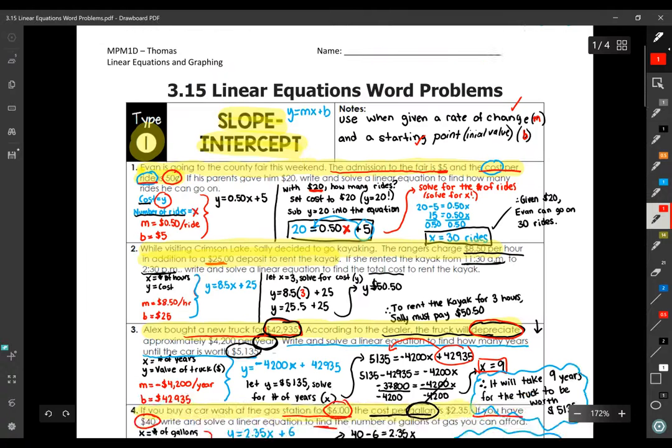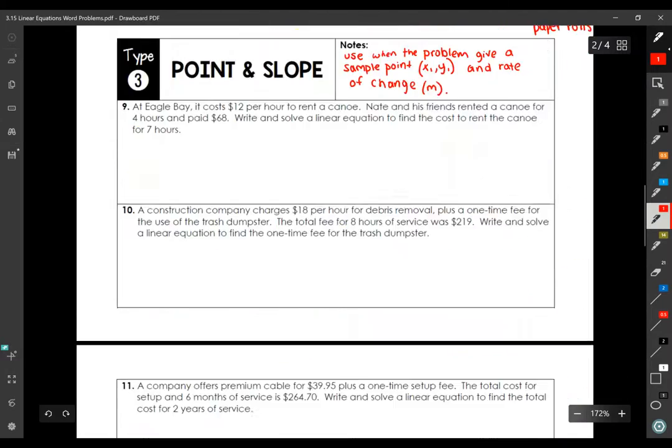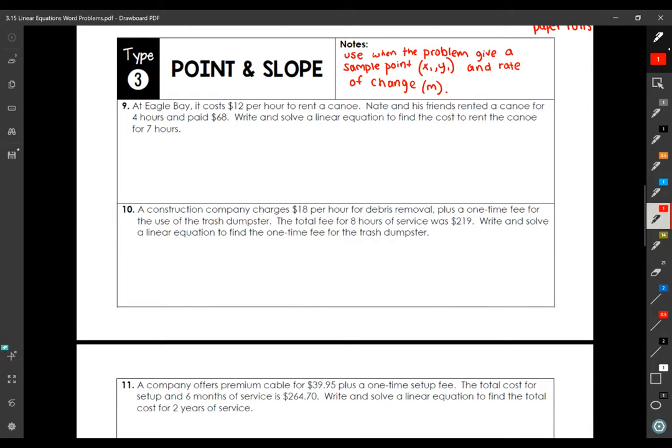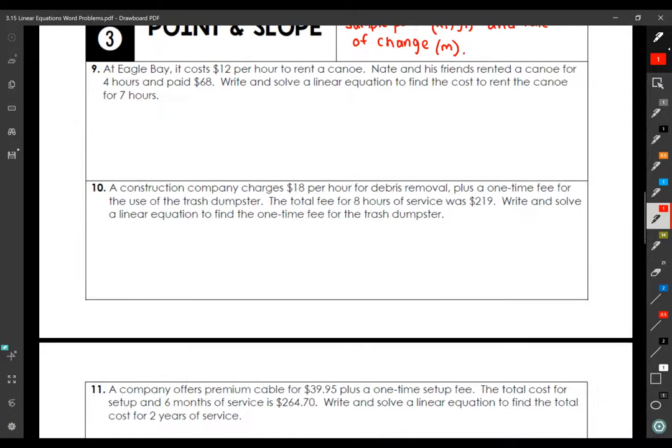Again, remember, type 1 we use if we're given the rate of change and the initial value. Now type 3 is different. We're given a point, but that point is not the initial value. It's just some sample point and the rate of change. So let's jump into the first problem. Again, first we're going to create the equation and then we're going to solve it.